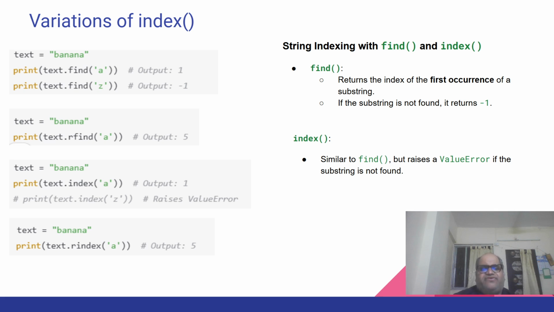Index is similar to find, but it will actually raise a value error if the substring is not found. So sometimes, if you want to actually handle and act on the absence of the specific substring, you can use index. A variation of index is rindex. What you need to keep in mind is that find and index are one and the same, except that index will raise a value error if it is not found.